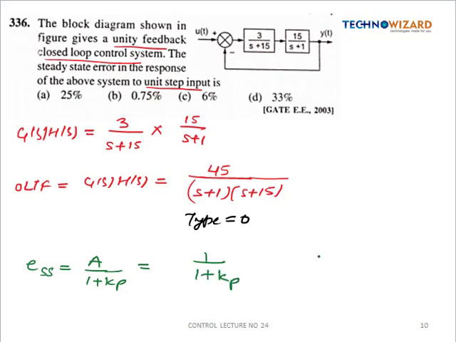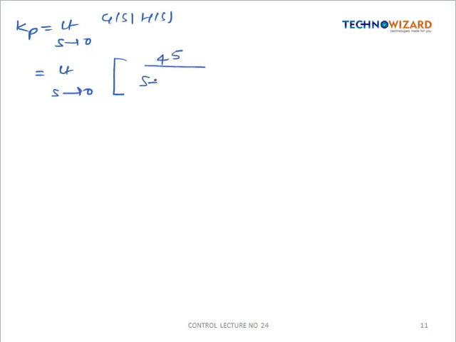So it means we have to find out the value of Kp. The Kp expression is given by limit s tends to 0 of G(s) H(s), which is the open loop transfer function. So let us substitute the value of G(s) H(s). It will be equal to 45 by (s plus 1) into (s plus 15). If we substitute s equal to 0, we get 45 by 1 into 15, so it will be equal to 3.